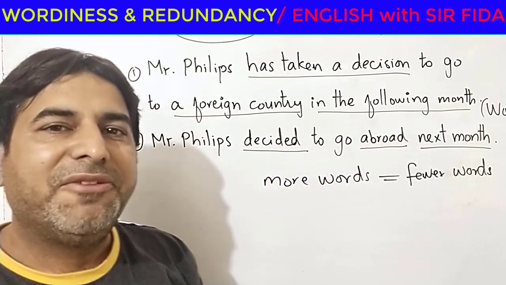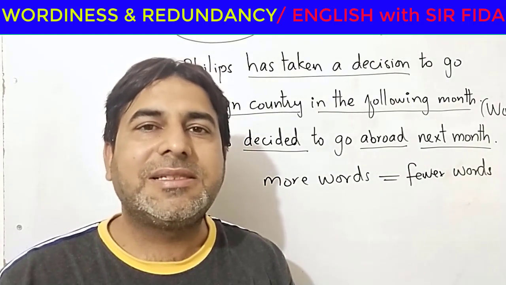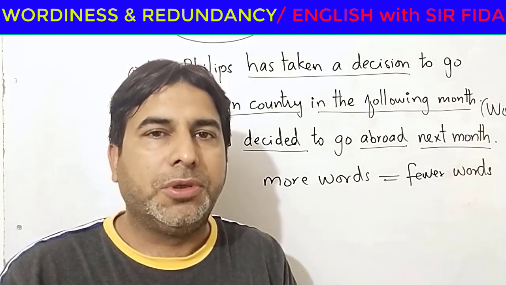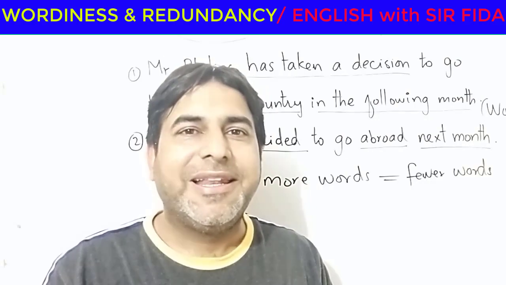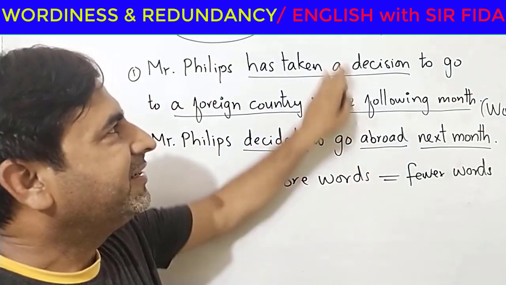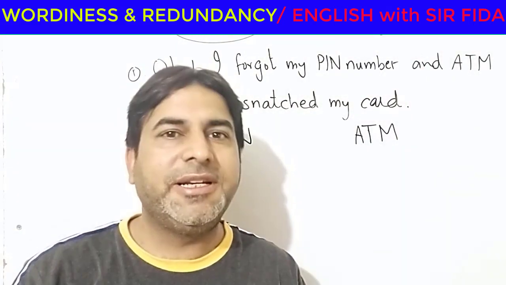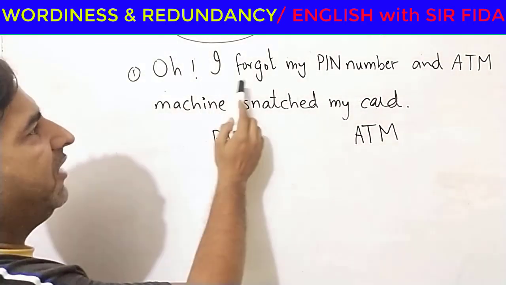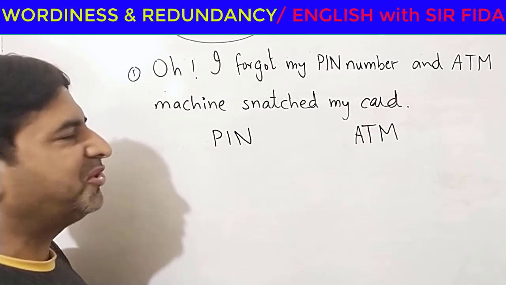So dear students, we can define wordiness as a style of speaking in which we use more words, whereas preciseness means using fewer words. So let's move on to the next topic point, that is redundancy. Now, redundancy. What is redundancy? Look at the sentence. Oh, I forgot my PIN number and ATM machine snatched my card.